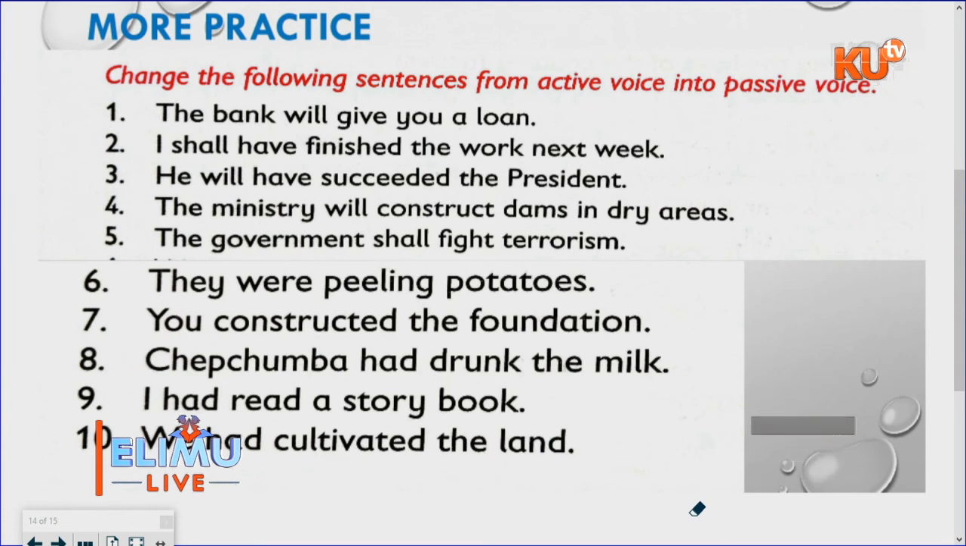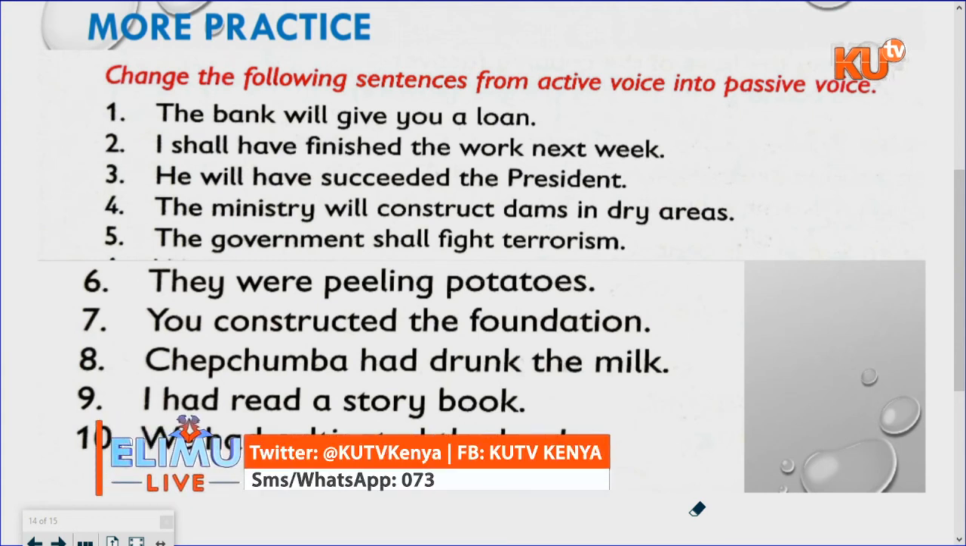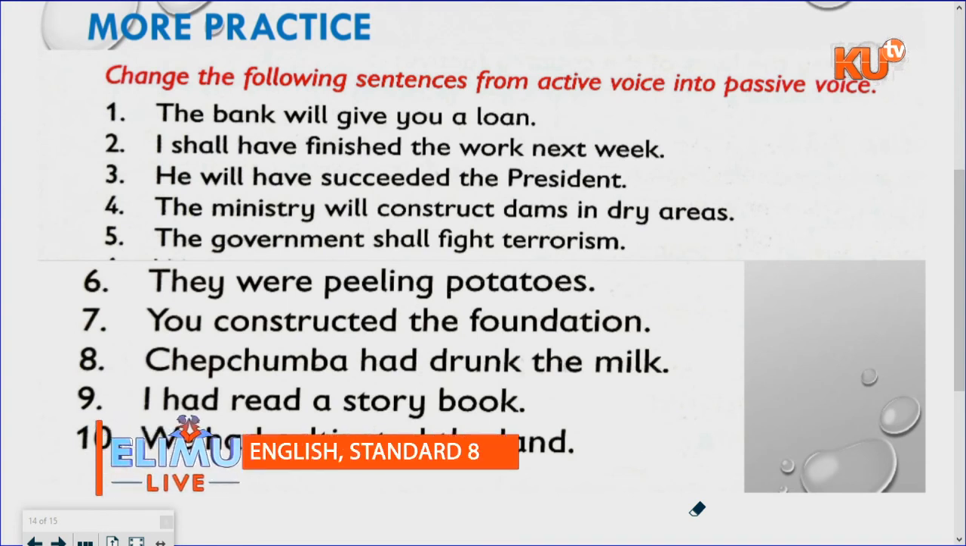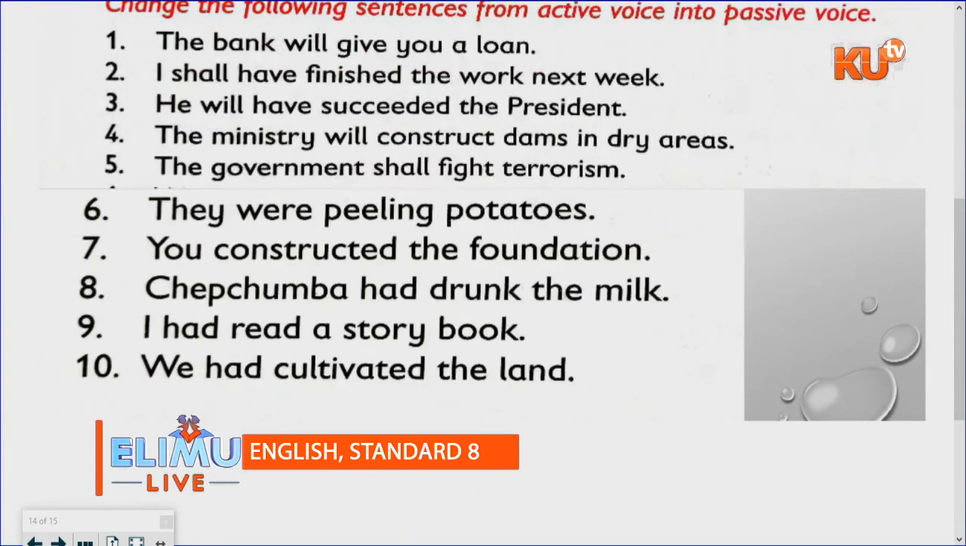Question 8. The milk had been drunk by Chipchumba. So that is the correct answer. Chipchumba had drunk the milk, had been. Don't change the tense by changing it to participle. So had there tells you that it is in past participle. Let it remain so.